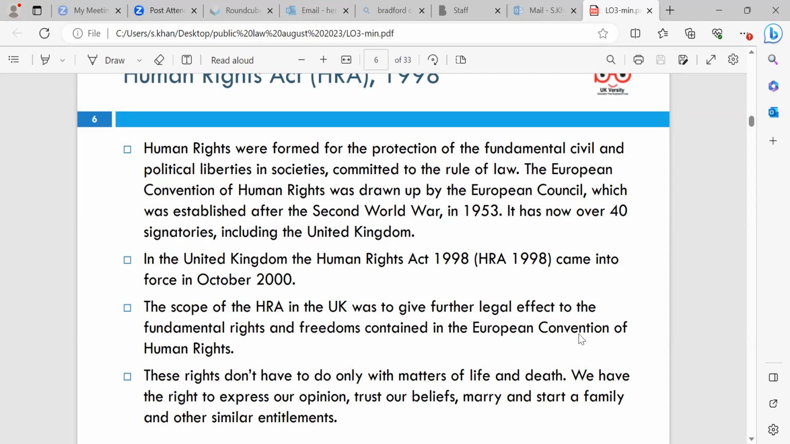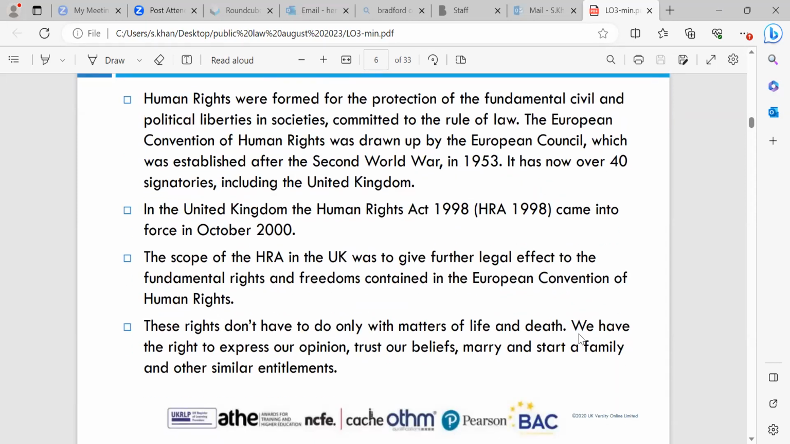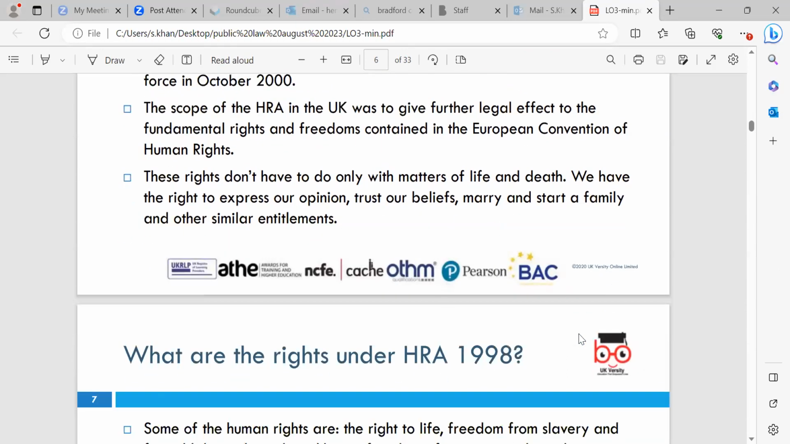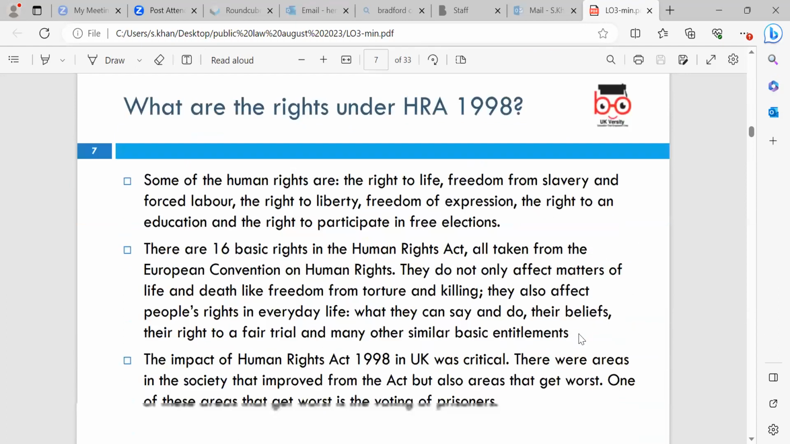In the United Kingdom, the Human Rights Act 1998 came into force in 2000. The scope of the Human Rights Act in the UK was to give further legal effect to the fundamental rights and freedoms contained in the European Convention on Human Rights. These rights don't have to do only with matters of life and death. We have the right to express our own opinion, to hold our beliefs, to marry and start a family, and any other similar rights. So what are the rights under the HRA?